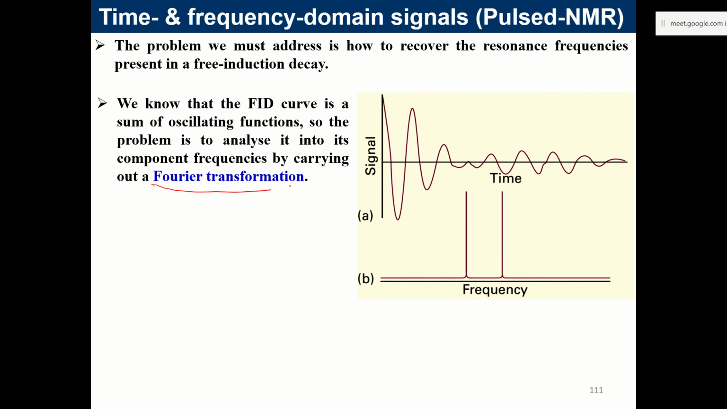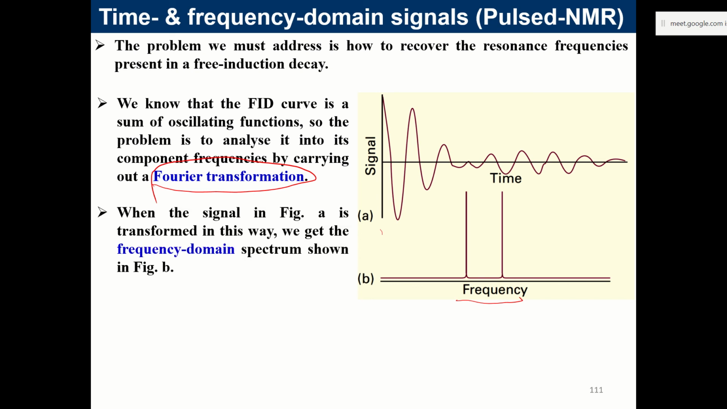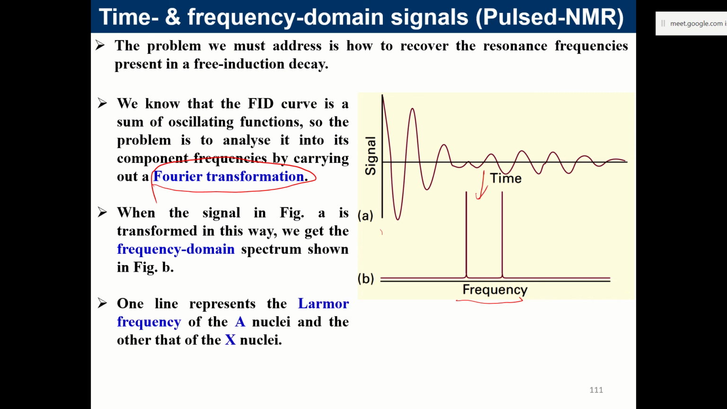The mathematics comes to your rescue. It helps you convert this signal into intensity versus frequency. That is something done by Fourier transformation. The mathematical part of Fourier transformation, I'm not going into that. So this is the transformation that we were showing in figure A and B.